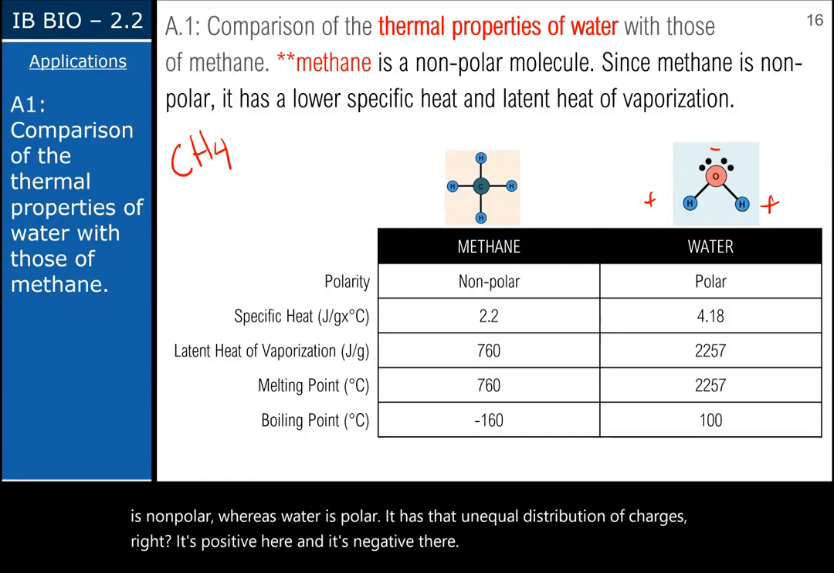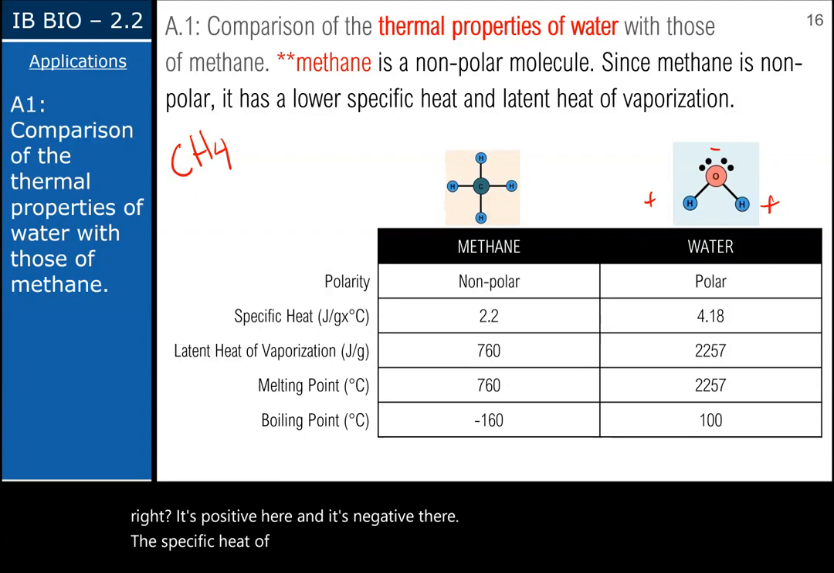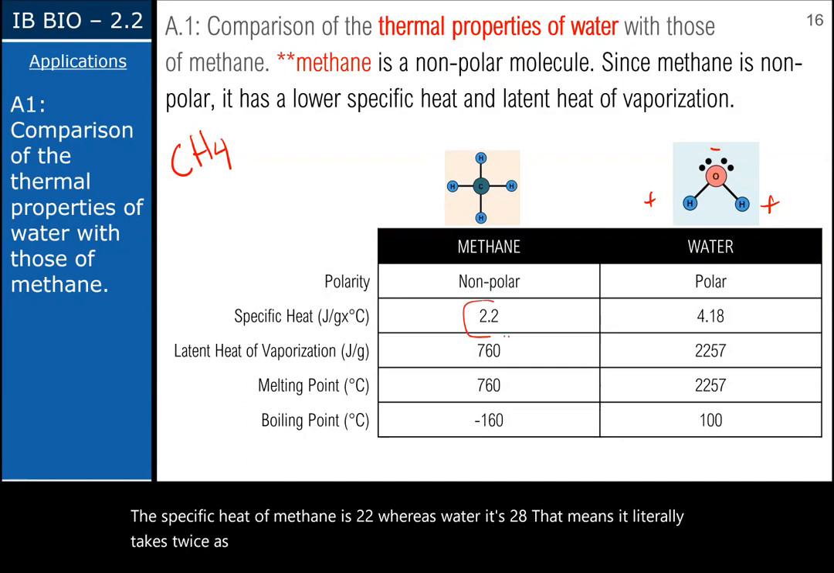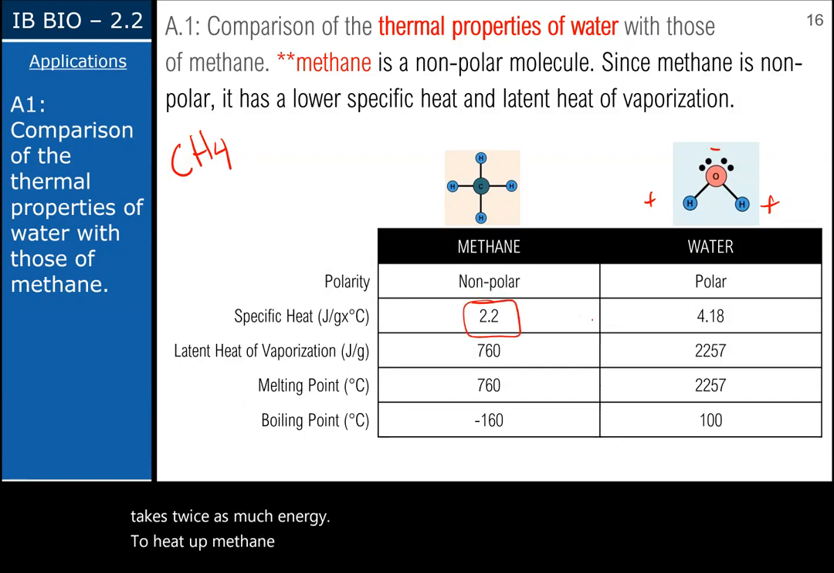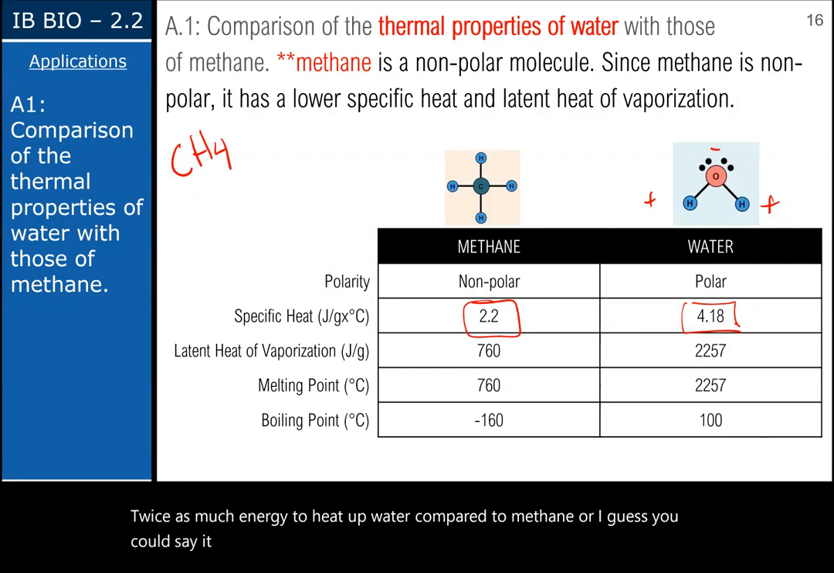The specific heat of methane is 2.2, whereas water, it's 2.8. That means it literally takes twice as much energy to heat up methane. Oh, wait, no, my bad. It takes twice as much energy to heat up water compared to methane. Or I guess you could say it takes half as much energy to heat up methane as it does water.